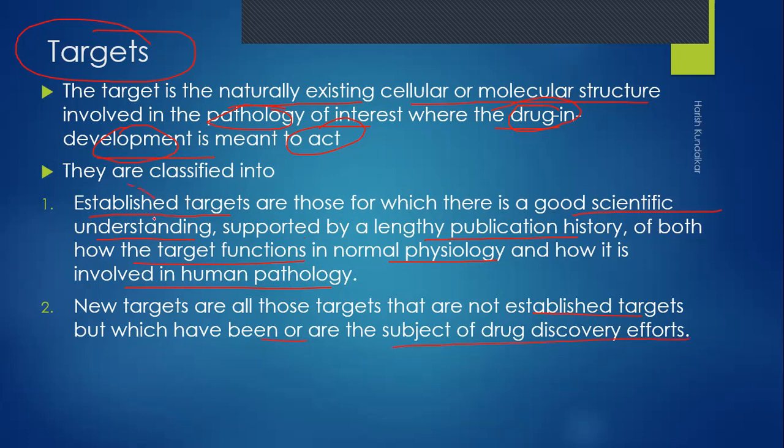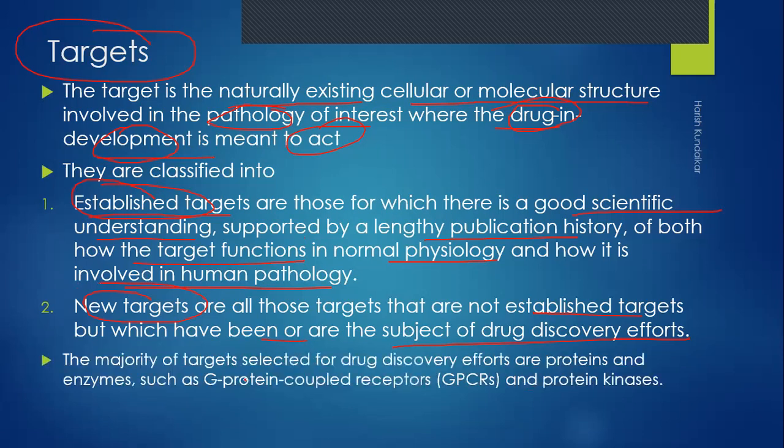So established targets are those targets जहाँ पे टारगेट के बारे में, रिसेप्टर, एंजाइम, whatever is the target, उसके बारे में सब कुछ पता होता है. Whereas new targets are those targets जहाँ पे not much data is available for the drug discovery to set in. Okay, but still they are being used for drug discovery. So those would be the newer targets.